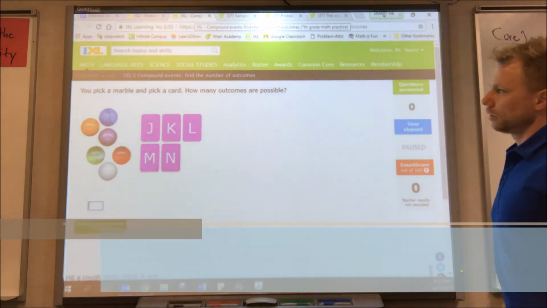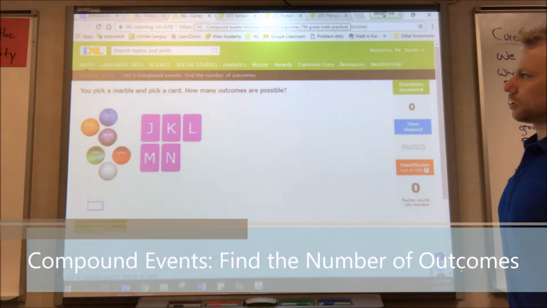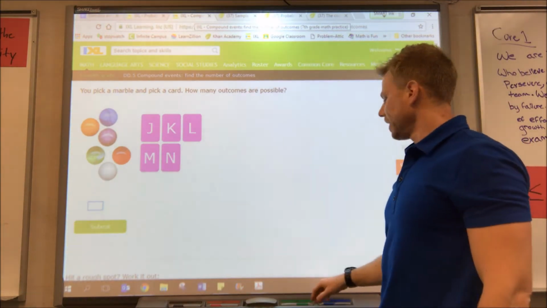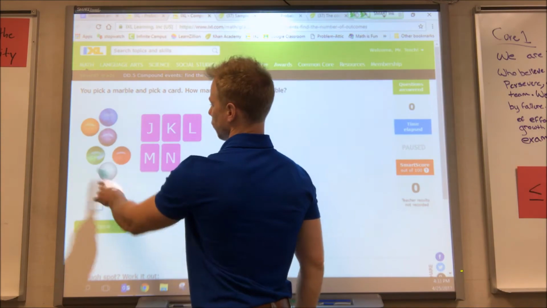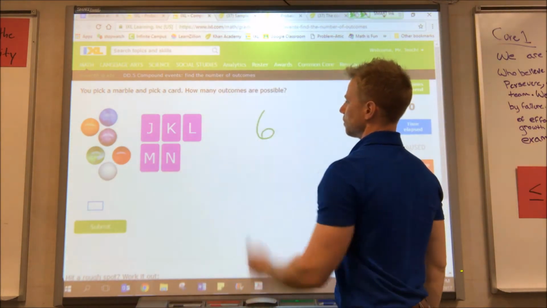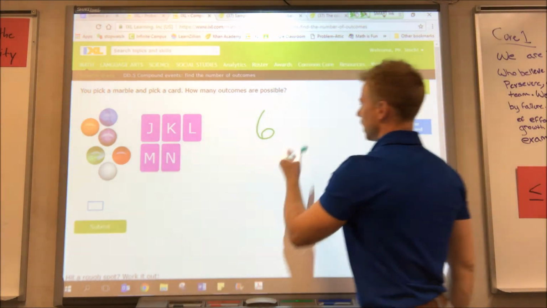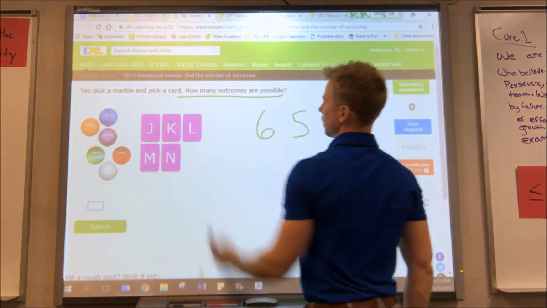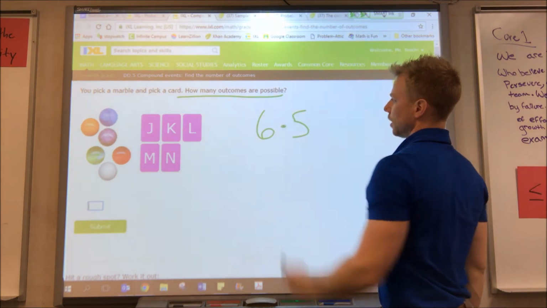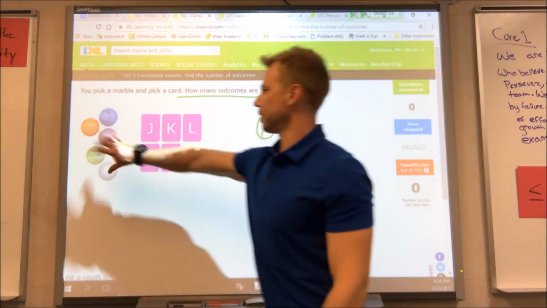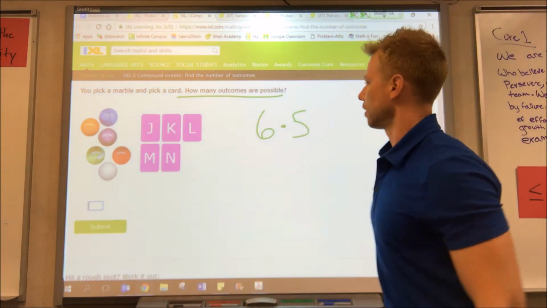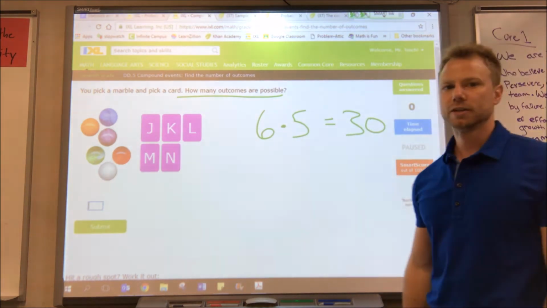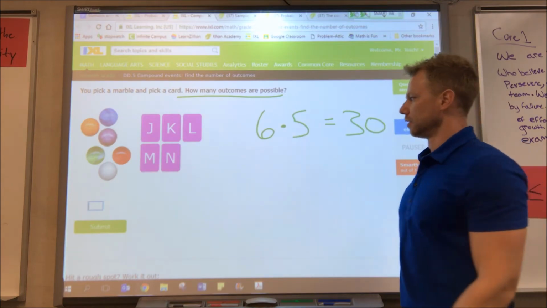You pick a marble and a card. How many outcomes are possible? Okay, so we have 1, 2, 3, 4, 5, 6 marbles to choose from, and 3, 4, 5 cards to choose from. To figure out how many outcomes are possible, we just multiply those together. Multiply how many marbles there are with how many cards there are will give us the total possible outcomes. Okay, which in this case is 30.